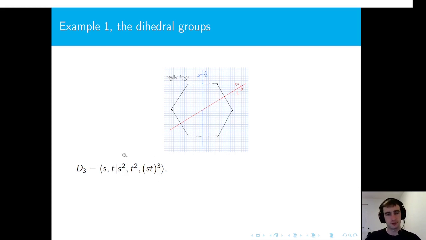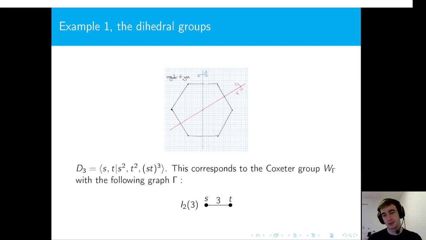So if you think about this for a while, you will figure out that this group, the symmetry group of the 6-gon, has this presentation. And this very much agrees with what I've drawn here, right? I mean, S and T obviously have order 2. And if you compose them, then you end up with a rotation with angle 120 degrees. And this is the one-to-one correspondence. And if you look at this presentation, this is obviously a Coxeter presentation. So this corresponds to the Coxeter group W gamma with the following graph gamma.